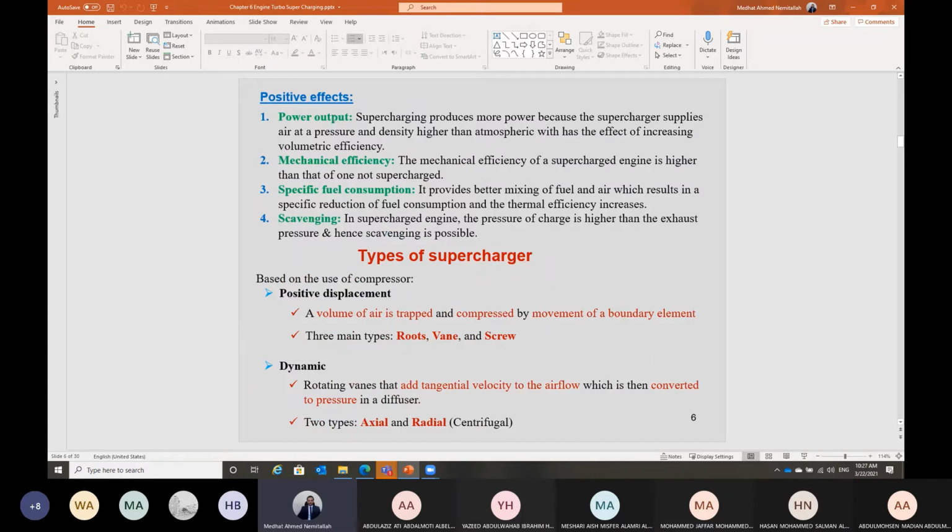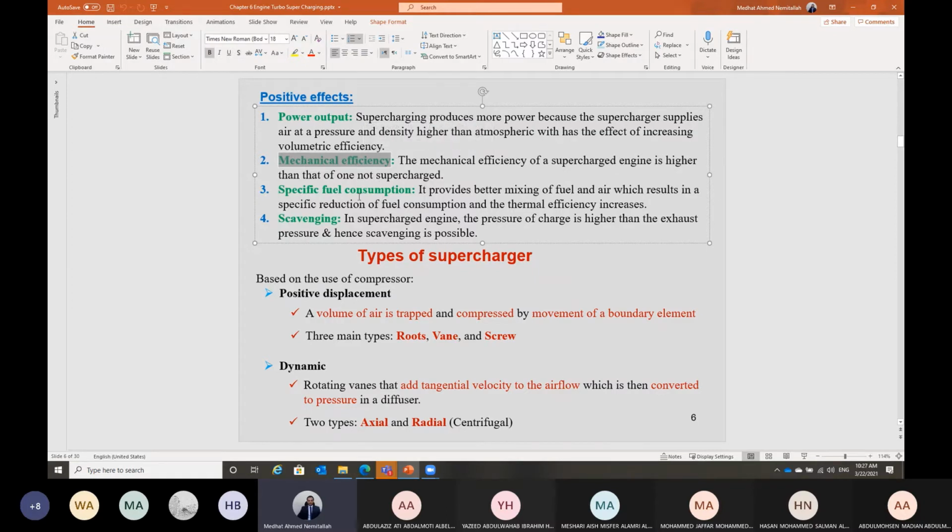So we have different positive effects, guys, for the turbocharger or supercharger. Power output will be increased. The mechanical efficiency also will be improved in this case. Mechanical efficiency, guys, is the ratio between the brake power, the crankshaft power, divided by the indicated power, which is the power inside the cylinder itself. So when we have higher power inside the cylinder, we will have higher brake power, and the mechanical efficiency of the engine will be improved.